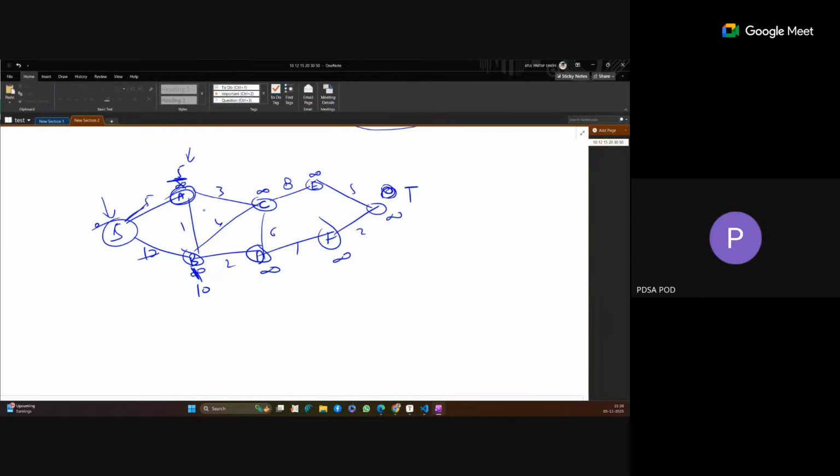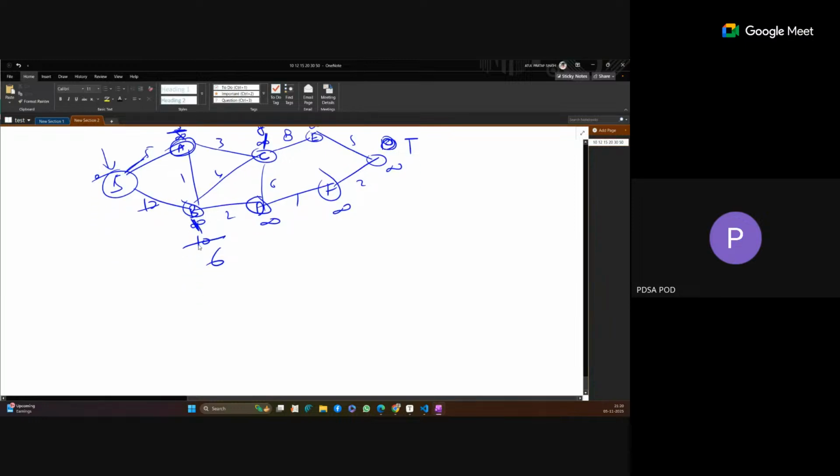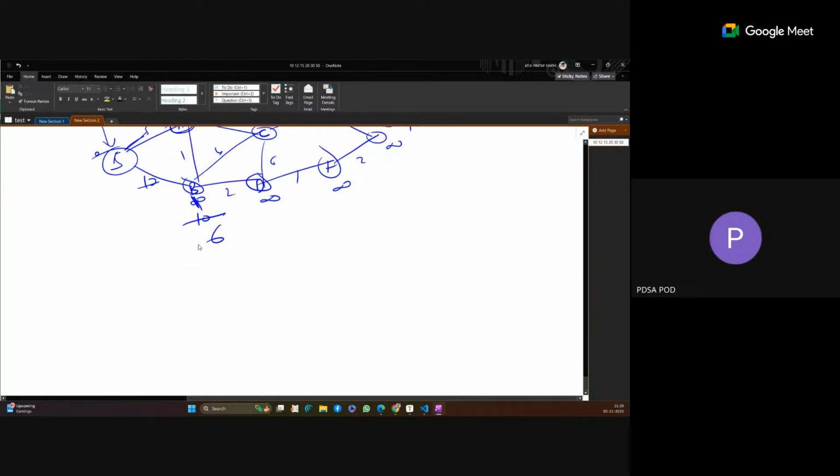From A to C you can move 3, so 5 plus 3 is 8, so that will be updated here as 8. And from 5 to 1 it is 6, and the previous is 10, so this will be updated by 6. In this process you can see at every step we are just taking an optimal choice and finally we are getting a global optimal solution. So this is the greedy approach.